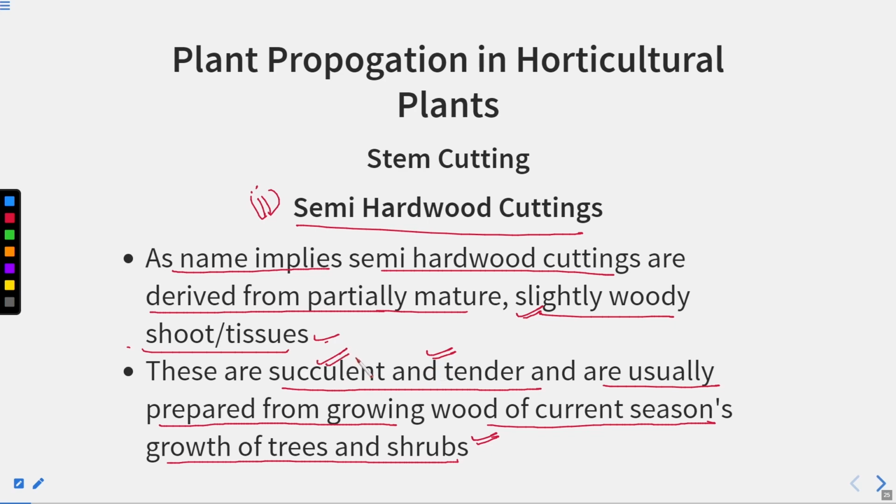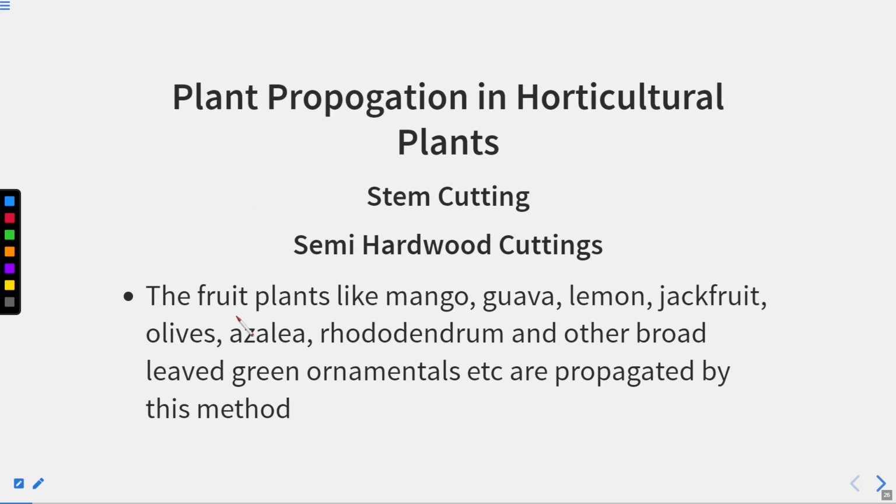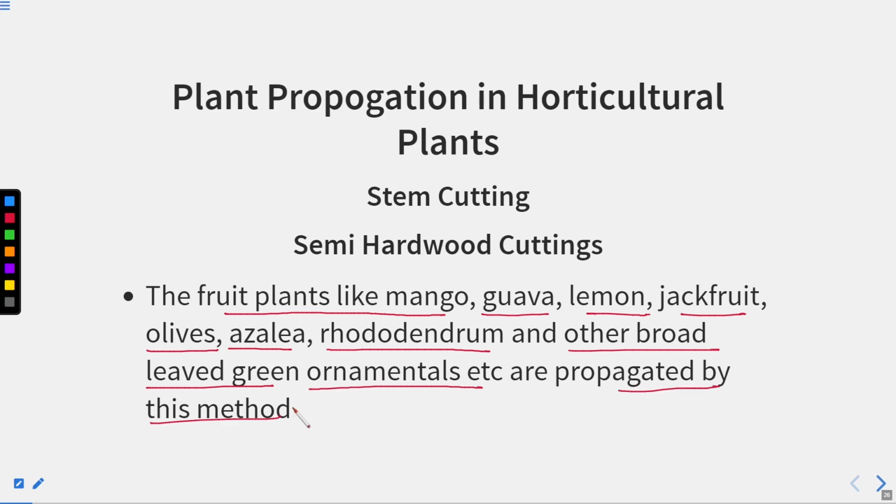It must be a fresh plant, a fresh stem, in fact, right? And it must have a lot of water. That is why it is called succulent, tender, and usually prepared from growing wood of the current season. Fruit plants like mango, guava, lemon, jackfruit, olives, azalea, rhododendron and other broad-leaved green or ornamental plants are propagated by this method. So we all know these fruits: mango, guava, lemon, jackfruit.